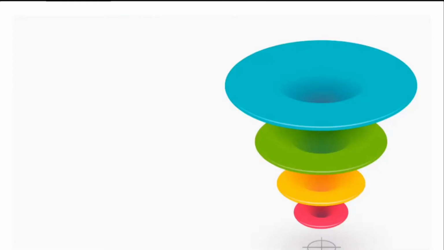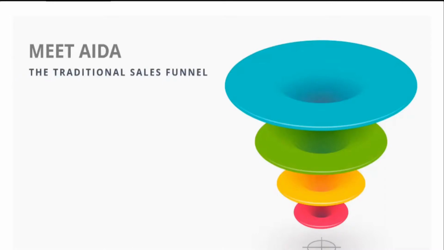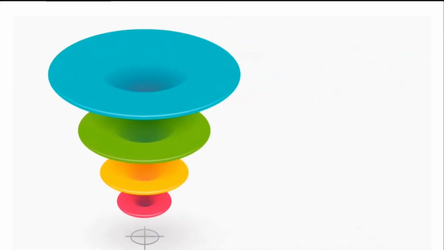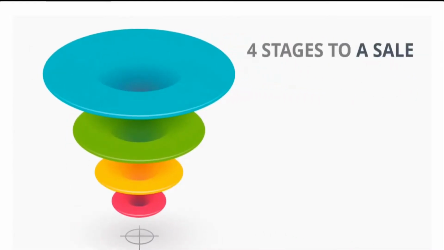Let us start with ADA. This is the traditional sales funnel that was created in 1898, so quite a long time ago. There are 4 stages to a sale. We're going to go through them all, and then I'll explain some examples of what potential customers would do in each stage.